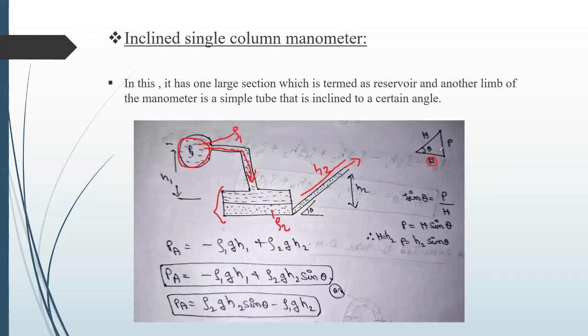B is nothing but the base, P is the perpendicular, and H is nothing but the hypotenuse. So in order to find the angle theta, the formula is perpendicular divided by the hypotenuse. So perpendicular is equal to hypotenuse into sine theta. Hypotenuse is nothing but the H2. It means how much liquid has risen in the inclined plane. That we will take as H2. So the formula will be P equals H2 into sin theta.